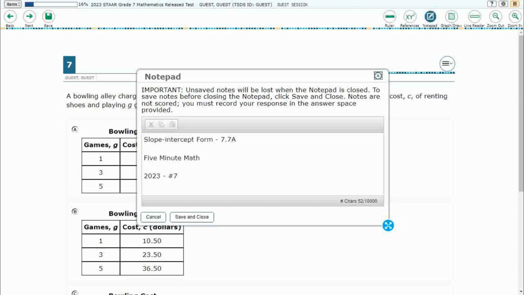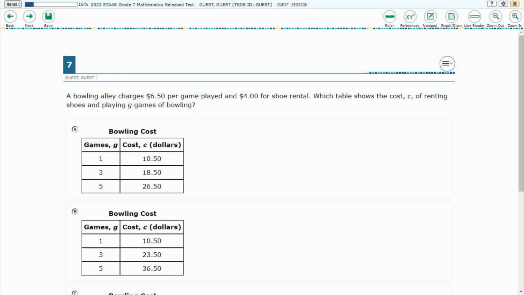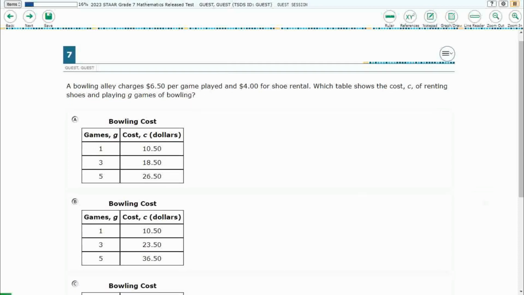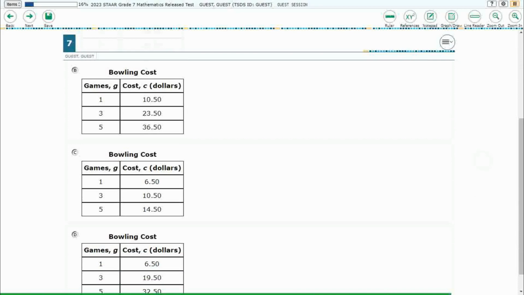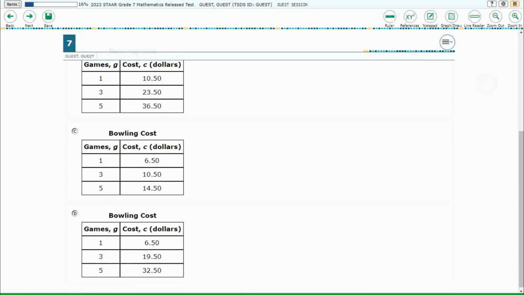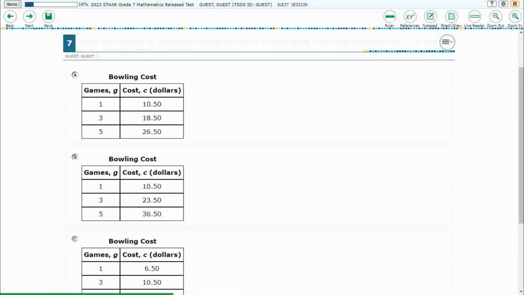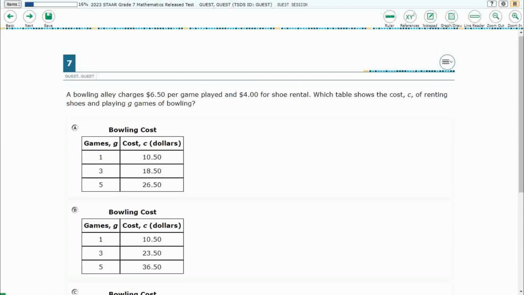Today we are looking at the 7th grade concept of slope-intercept form. This is standard 7.7a in the great state of Texas, and we are using item number 7 of the 2023 released STAAR test. If you haven't done so already, please take a moment to pause the video, work this problem out on your own, unpause it, and we will look at our answers together.